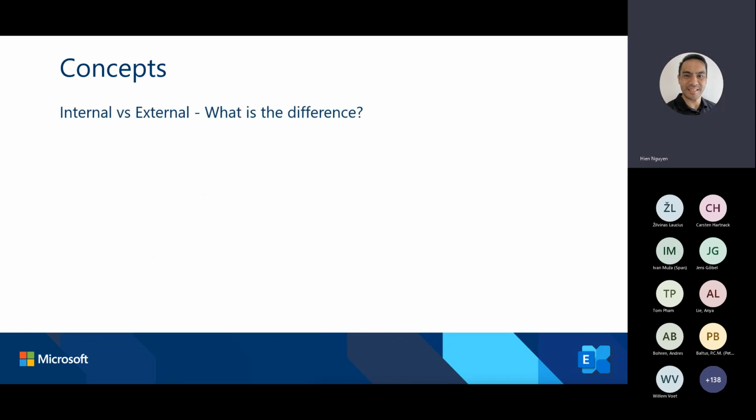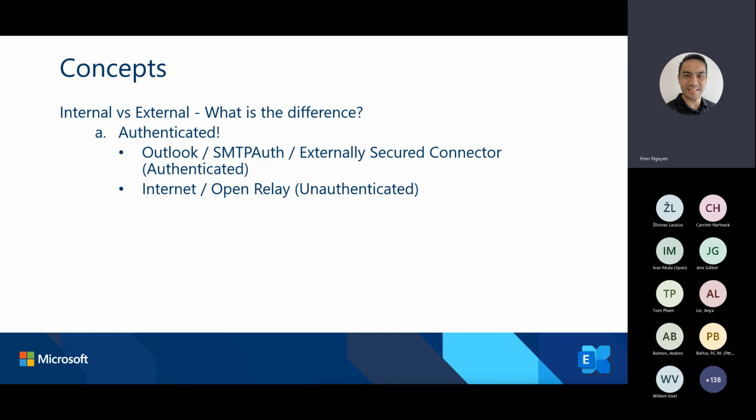So let's talk about mail flow. Internal versus external. What is the difference? The biggest thing is authenticated mail. Internal mail is authenticated. Consider authenticated mail as Outlook, because you've signed into your machine or signed into the mailbox; SMTP AUTH, when you provide credentials as part of an SMTP command; or an externally secured connector, which you can set up in Exchange to trust email that comes from a particular IP address.